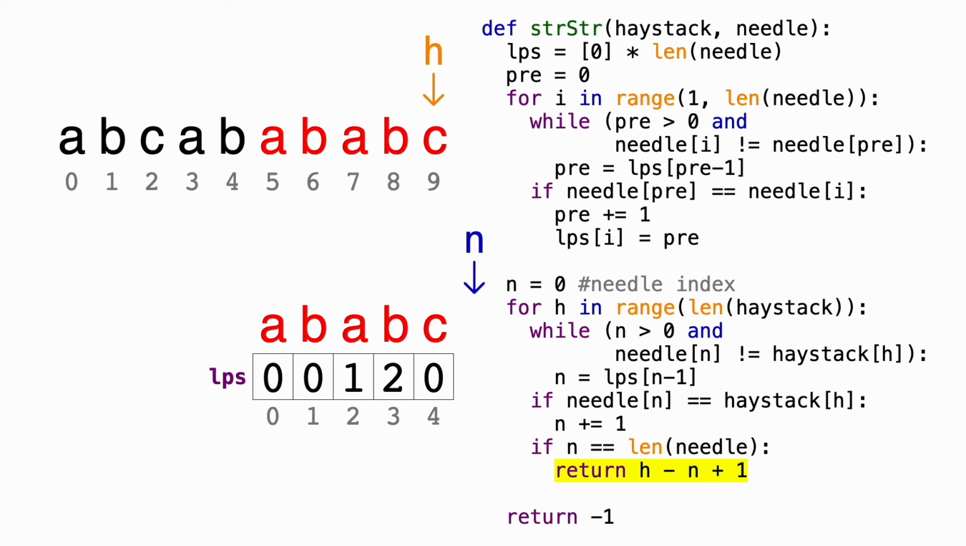The last thing to note is that if we traverse the entire haystack but we never find the needle, then we would never make it to this line, and the for loop would end, and we would just return -1, which signals that the needle was not found in the haystack.